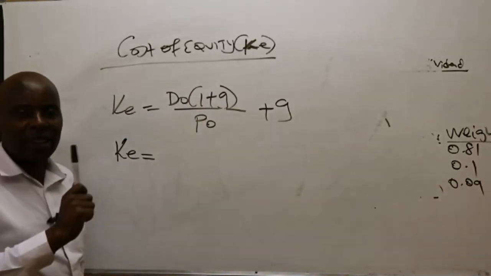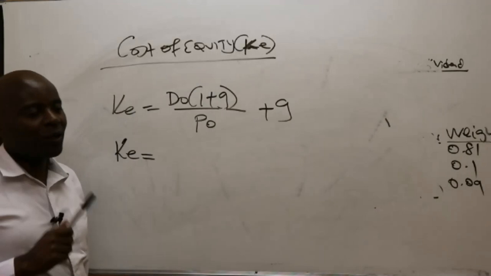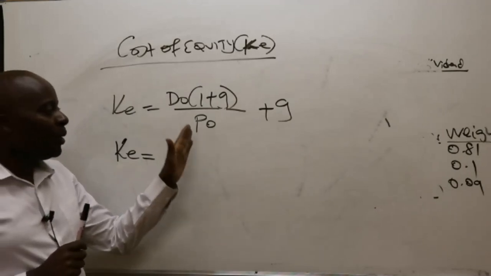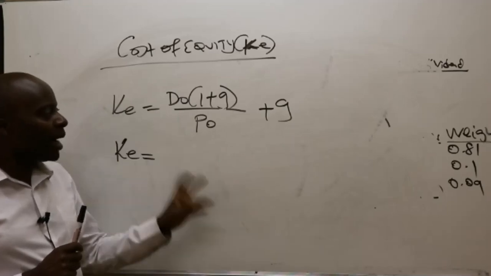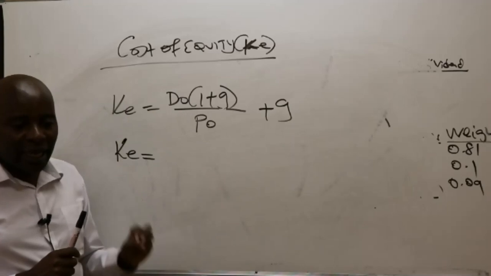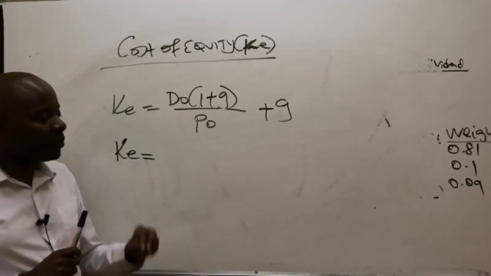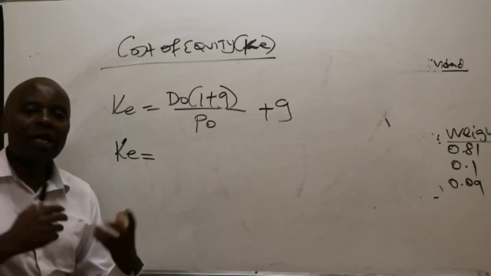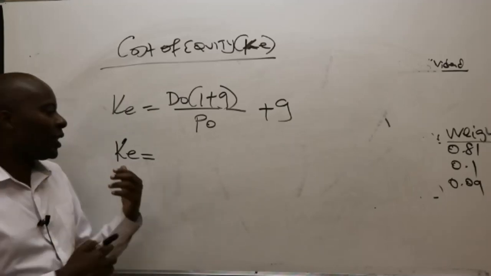It's dividends, growth in dividends. And then of course we have P0. P0 is the current market price per share. Per share. So could you kindly then substitute and give us this cost of equity?